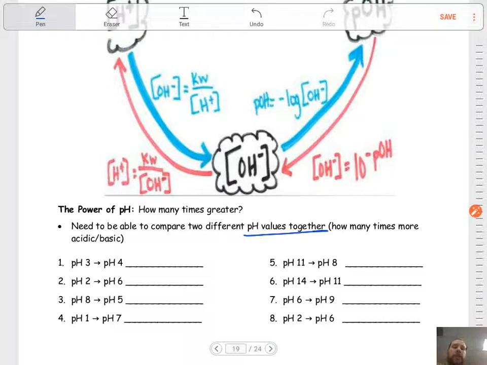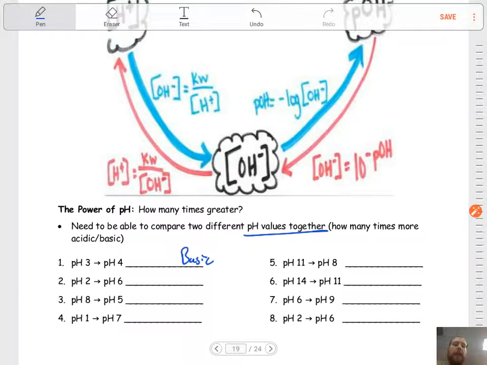Okay, so really what you want to look and see is, what's the difference? So number one here, first off, it's going from a pH of 3 to a pH of 4. Is that going to be more basic or more acidic? Well, it's increasing pH. That means it's more basic. So that's going to be kind of the first thing. This is going to be more basic, so I'm going to write that down.